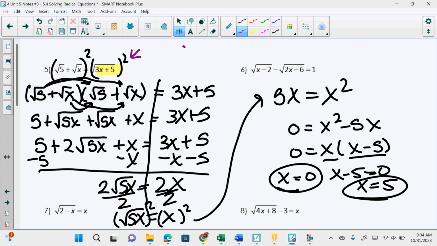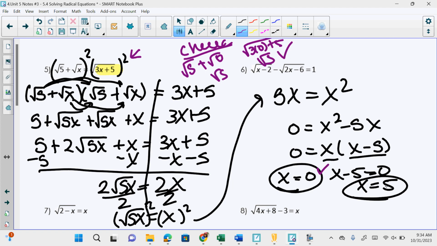Let's see, I'm going to check 0. Let's start there. Square root of 5 plus square root of 0 is square root of 5 on my left-hand side. On my right-hand side, I have the square root of 3 times 0 plus 5, which is the square root of 5. So this one works.